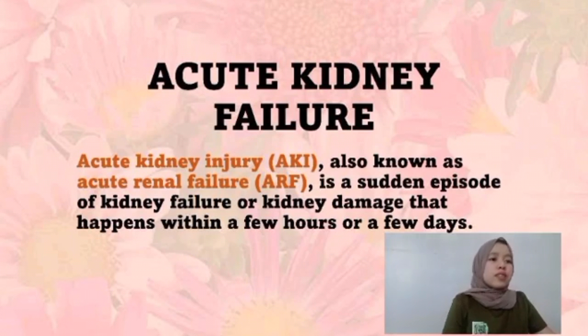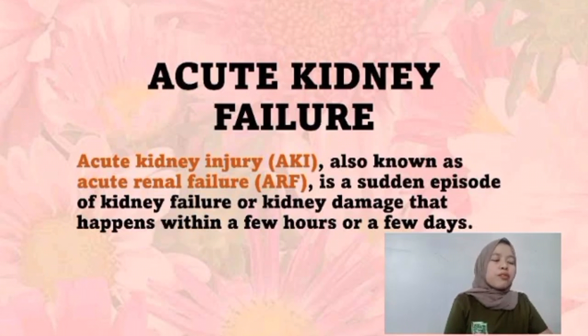So there is a disease that affects our kidneys. It is called acute renal failure. It is a sudden episode of kidney failure or kidney damage that happens within a few hours or a few days. Acute renal failure causes a buildup of waste products in our blood and makes it hard for our kidneys to keep the right balance of fluid in our body.